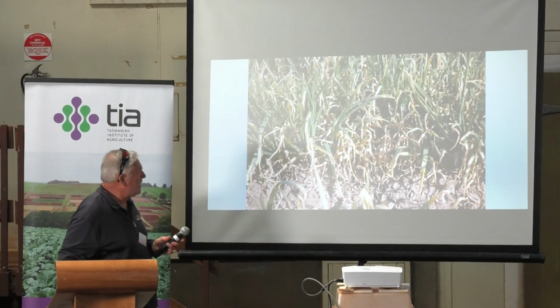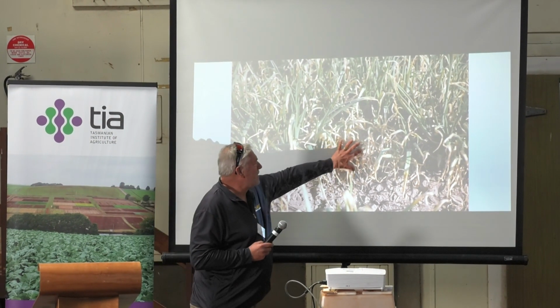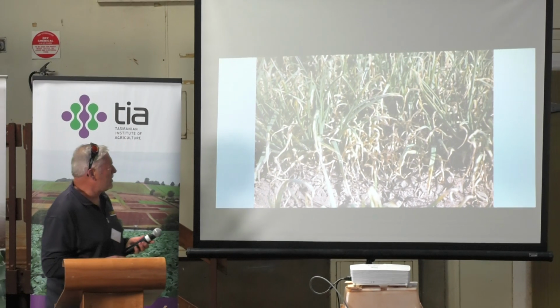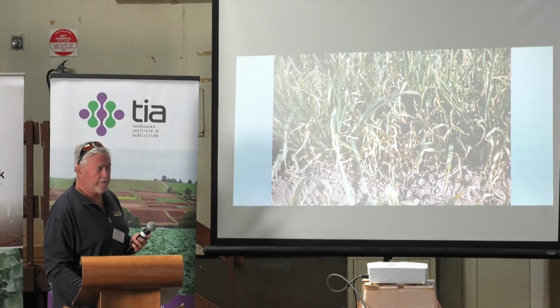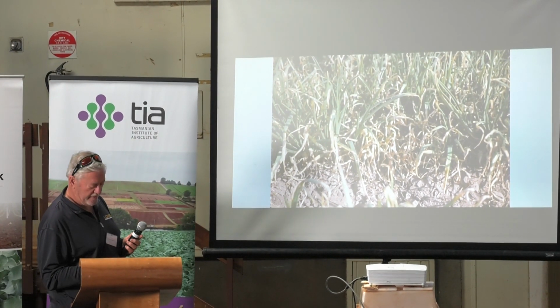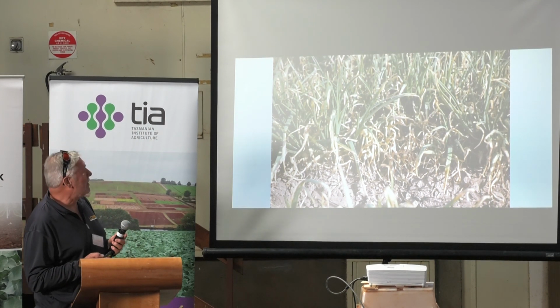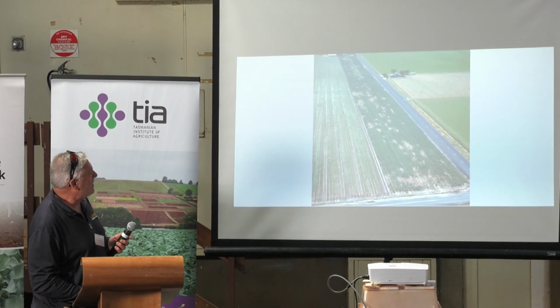This is a picture of onions showing the same nucleus of plants here. It's a little more obscure because there's a lot of onion leaf death from other reasons in this field, but it's still showing the same locus of infection.